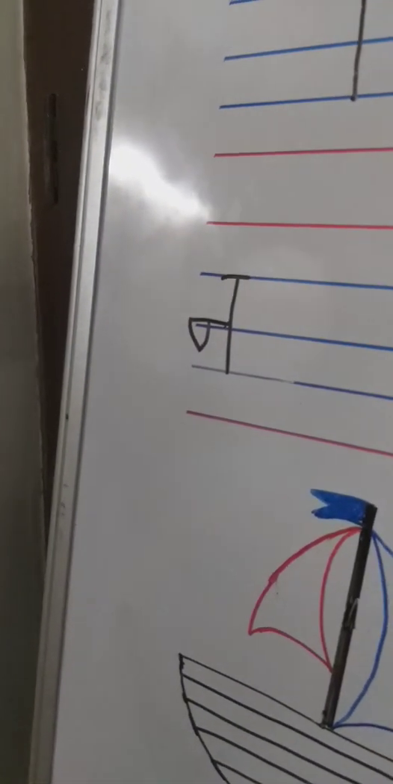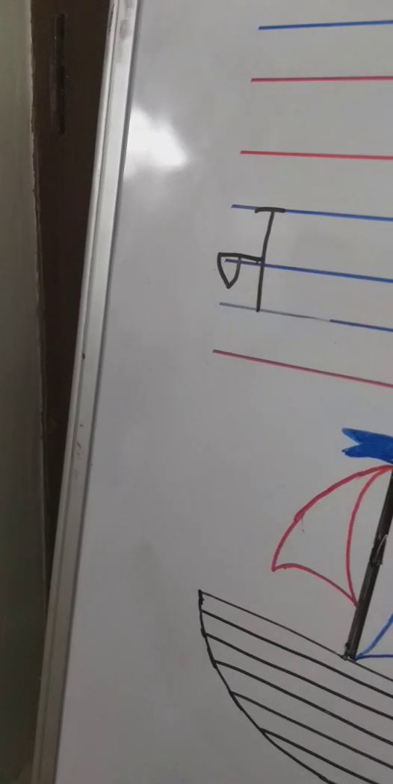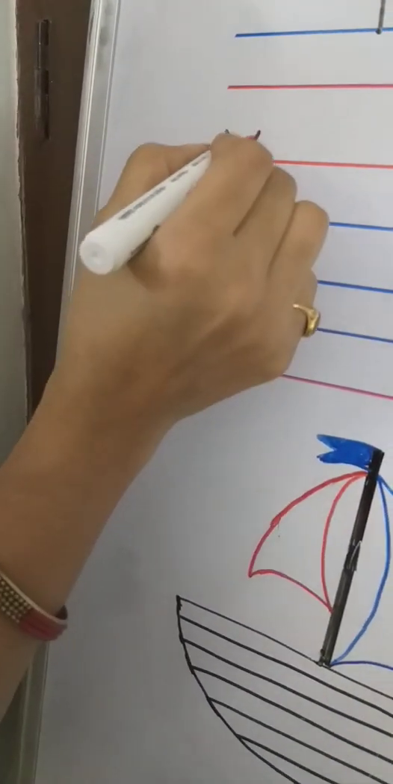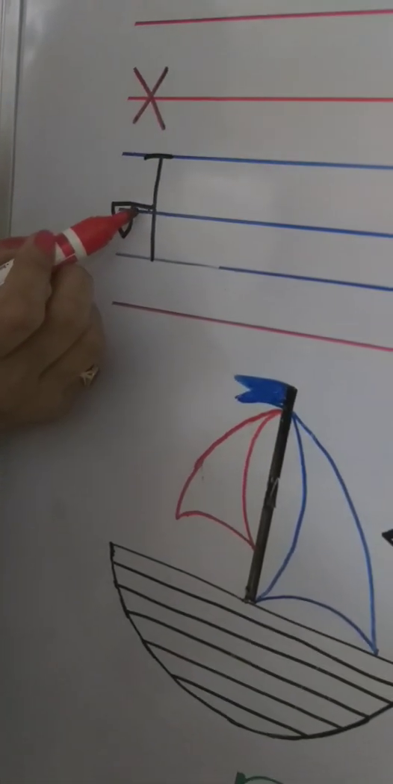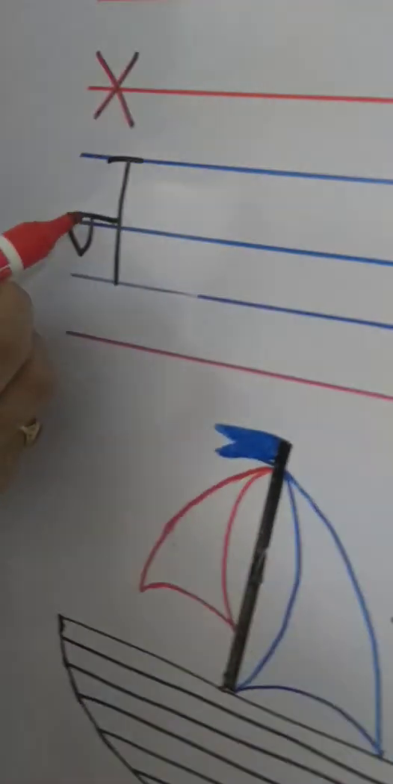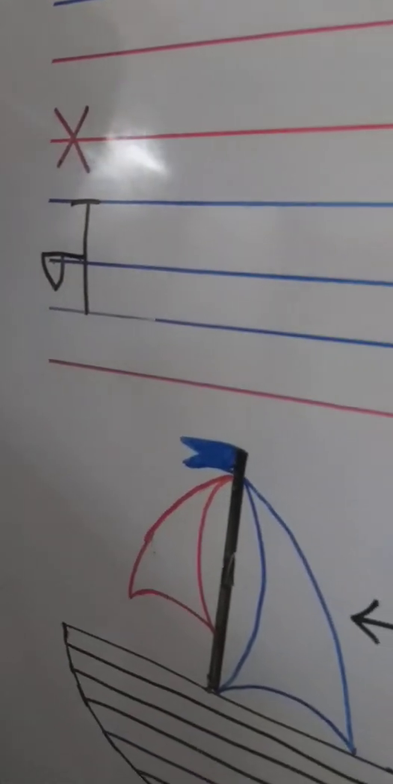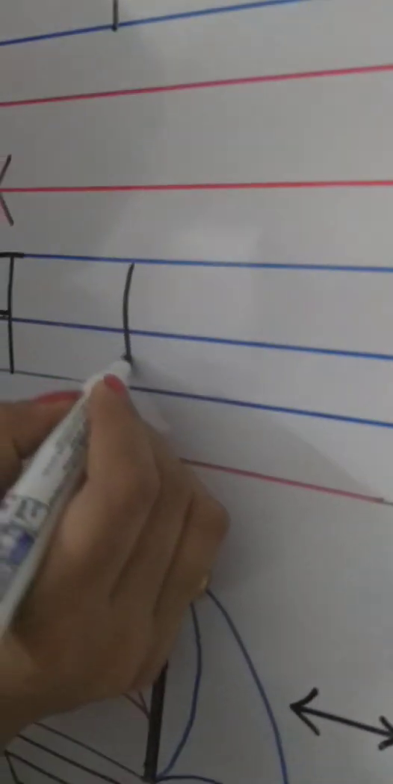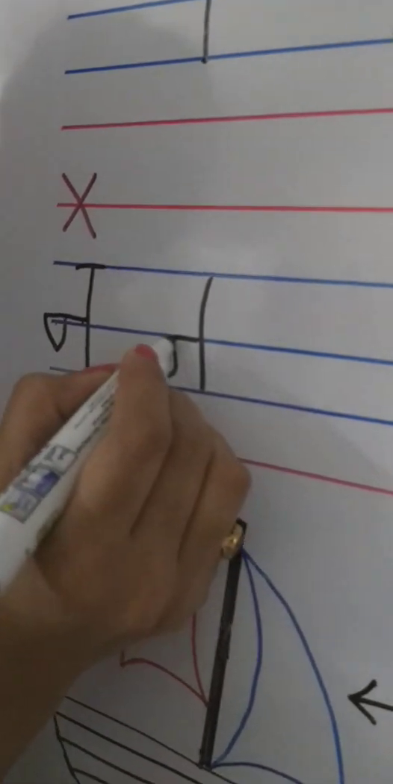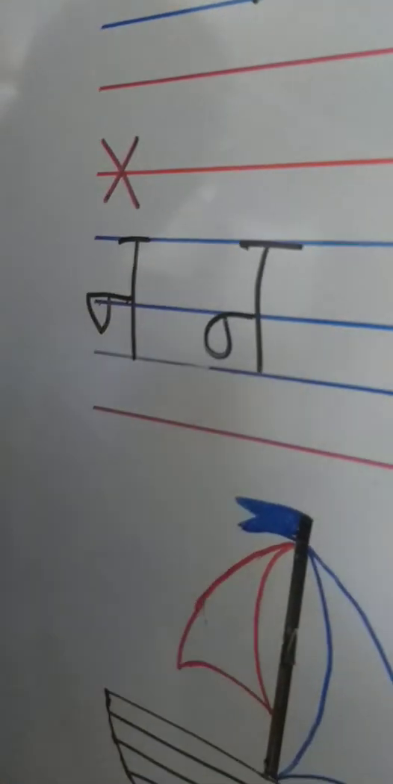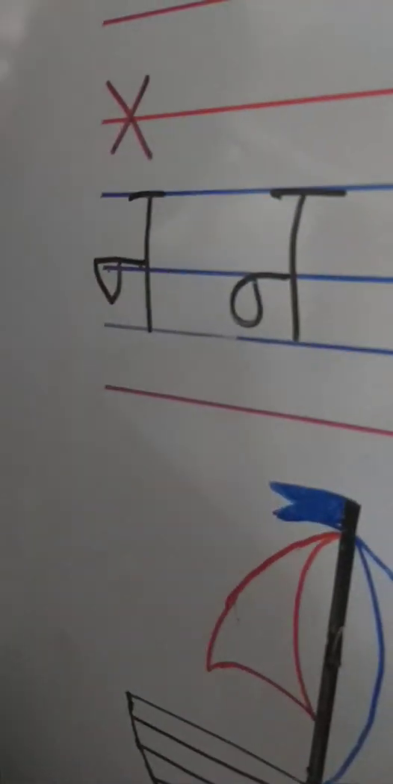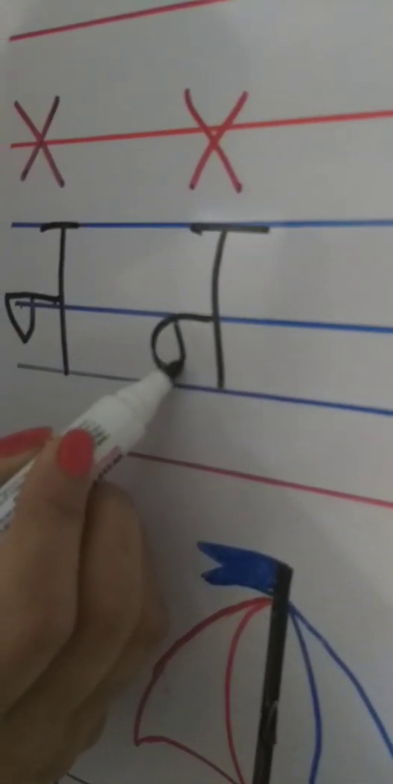No, it is a wrong formation because it will not go above the second blue line. Second, if you write like this, is it a wrong formation or a correct formation? It is a wrong formation because it does not go and touch the blue line.